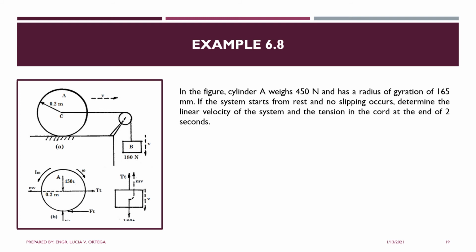If the system starts from rest and no slipping occurs, determine the linear velocity of the system and the tension in the cord at the end of 2 seconds. So this is a cylinder A, the radius is 0.2 meter. Then there is a cord attached to it, so the velocity is directed to the right. Definitely block B, 180 Newton, will move downward. There's no given coefficient of friction, so we assume this is a frictionless pulley.